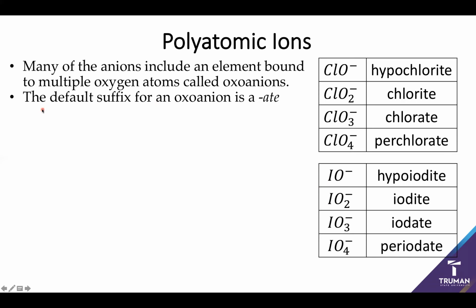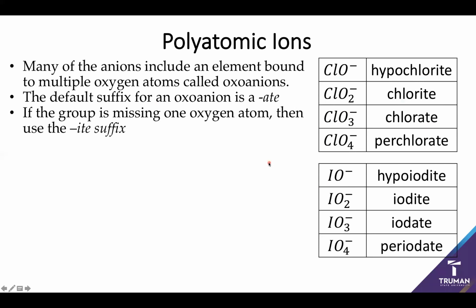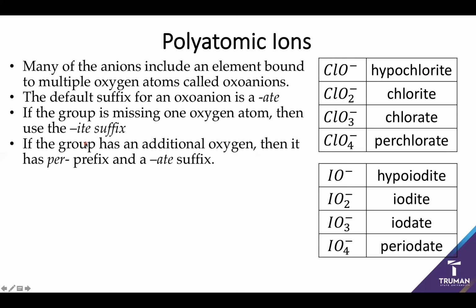So what we do is we often assign one of these ions as kind of our default compound. So for example, with chlorine, it's chlorate. And whatever we consider our default charge state is going to have this ate suffix. However, if it turns out that we're missing a single oxygen atom, so in this case, I go from O3 to O2, it's now chlorite. So we replace that ate with an ite. Then if it has an additional oxygen atom, so we go from O3 to O4, we're now per-ate. So in this case, it's perchlorate, but for iodine, it's per-iodate. So we start with iodate, and now it's per-iodate.